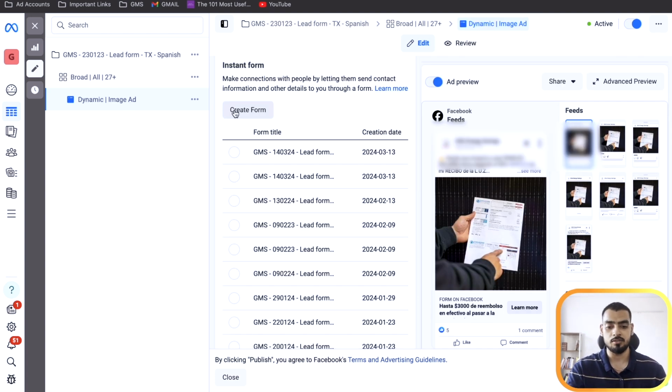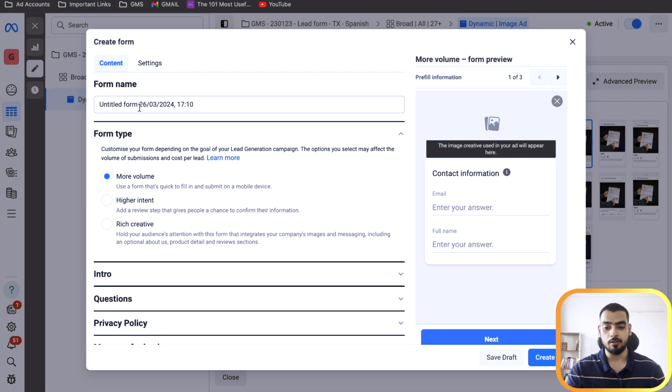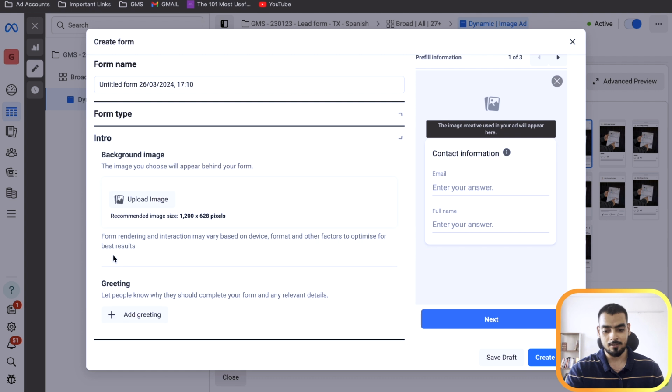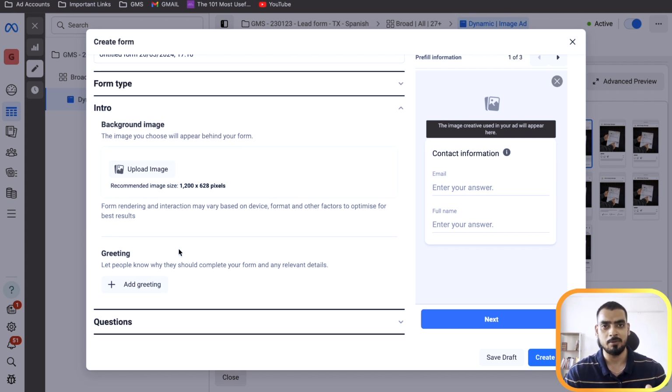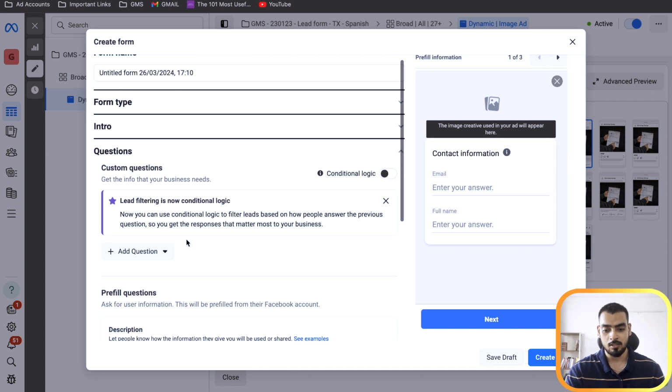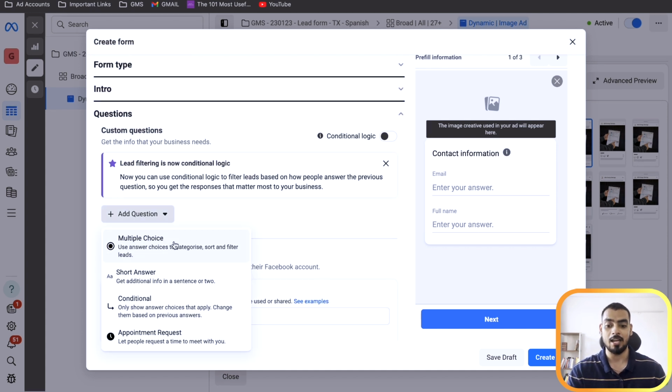Okay. And now this is how you can create your own lead form. So all you have to do is just click on create form, choose a suitable name for your lead form, and you just have to upload the intro. You don't have to write too much, just keep it straightforward. Isko simple rakhein and very basic. Okay, now questions, you can add your questions.